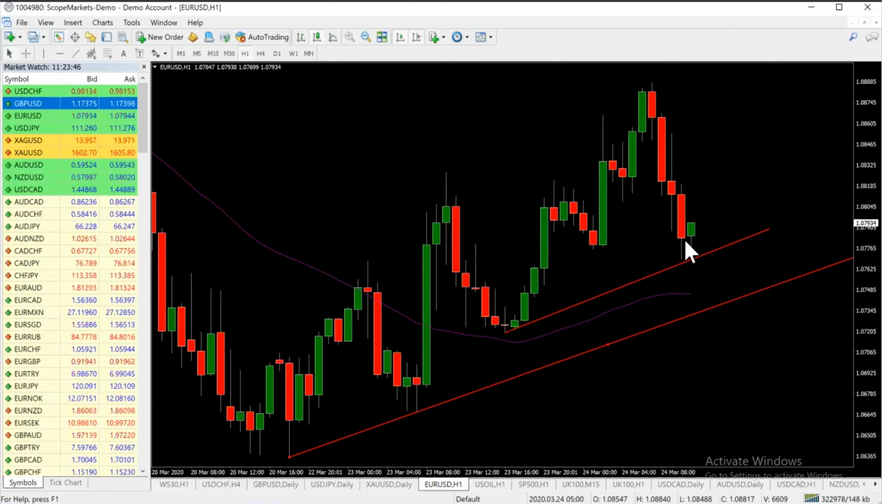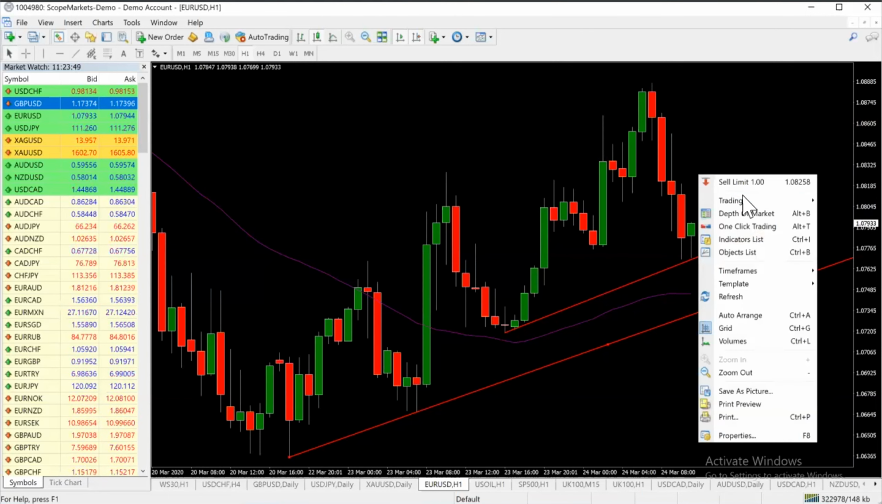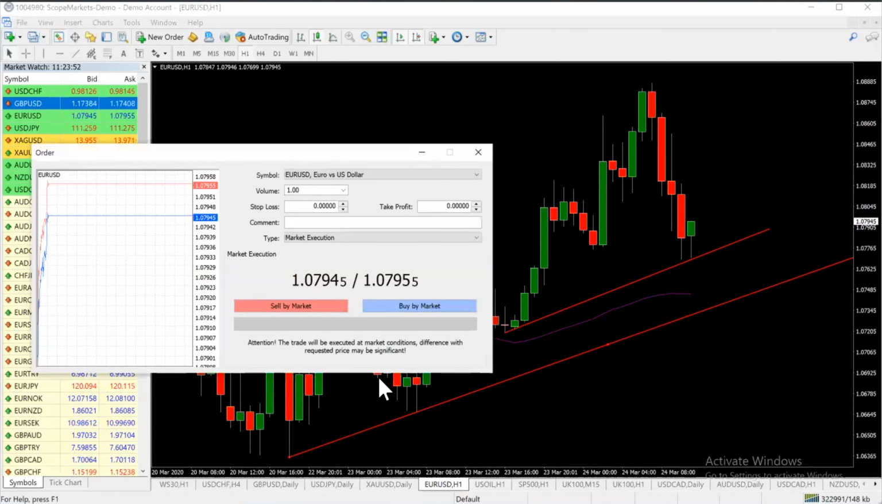So what I do is I right click on the chart and I go to trading, and then I go to new order. And this brings me up this order ticket. Now I can trade from one lot. This is my one lot here. And this is where I trade. So I'm going to trade one lot, but there's 2 things in here that we have to put in place, which is our stop losses and our limit orders.